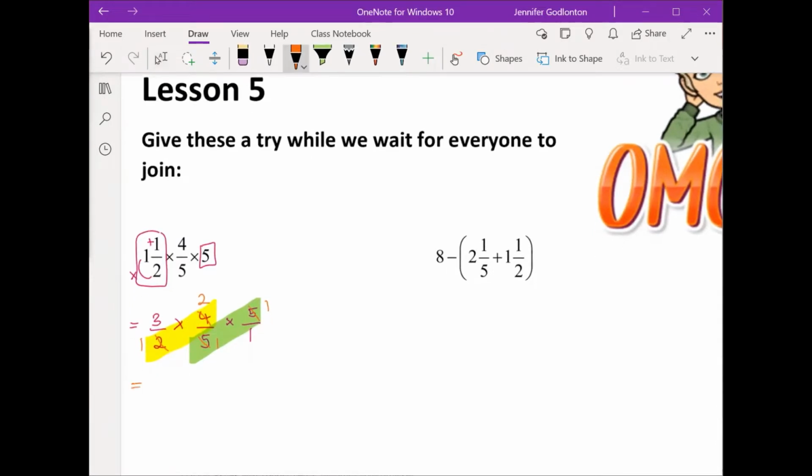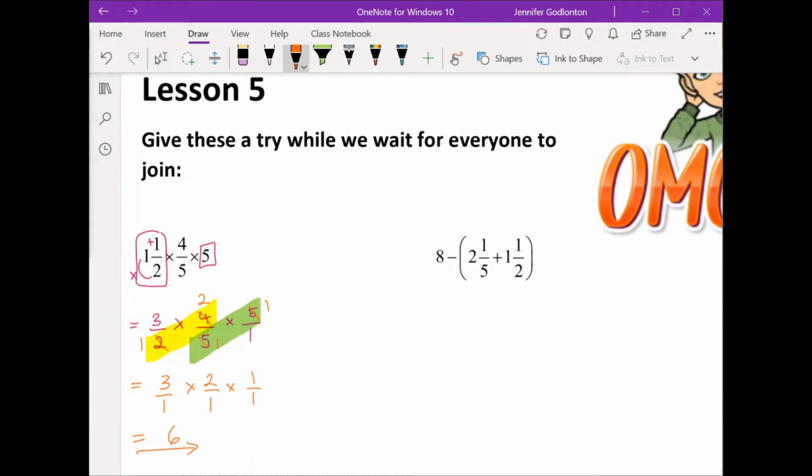So what we land up with is 3/1 times 2/1 times 1/1. And 3 times 2 is 6. 6 times 1 is 6. So we just have 6/1, which is just 6. If you're at 6/1, then that's also great.